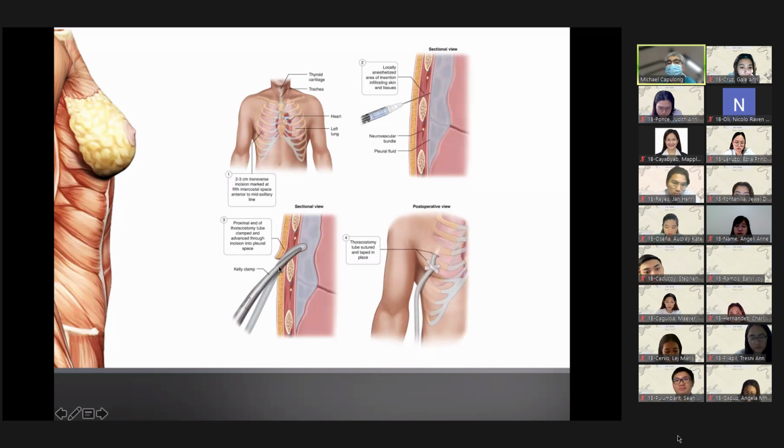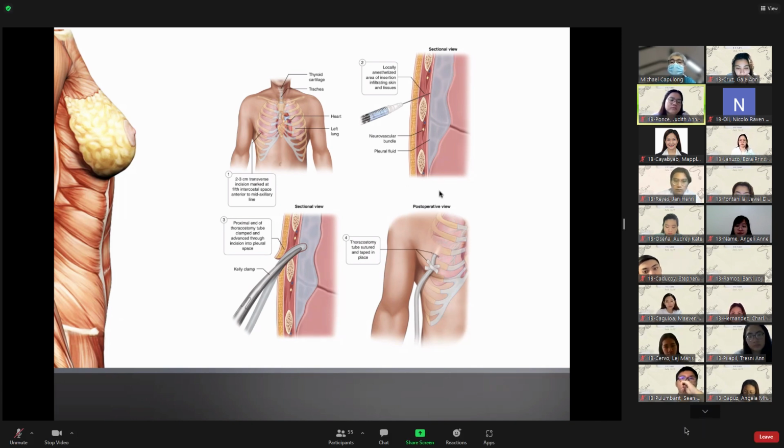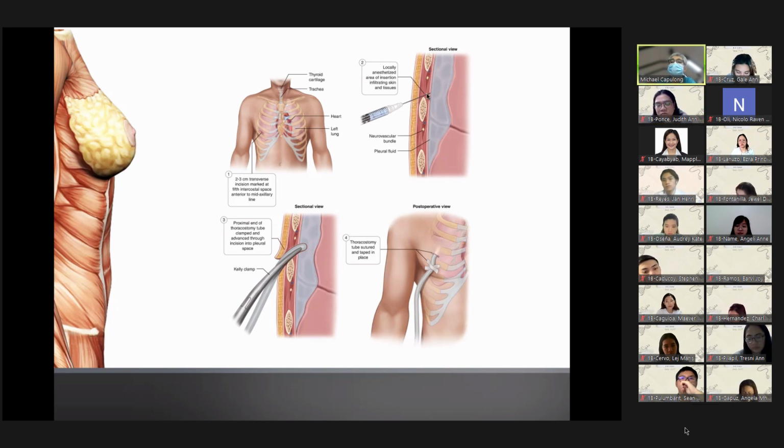And likewise, when you put the tube, you are also maneuvering through the superior border of the rib, so that you will again avoid injury to your neurovascular structures. Is that clear? Okay, so remember that. To avoid any injury to your neurovascular bundle, all procedures should be done at the superior border of the rib and not at the inferior border of the rib.